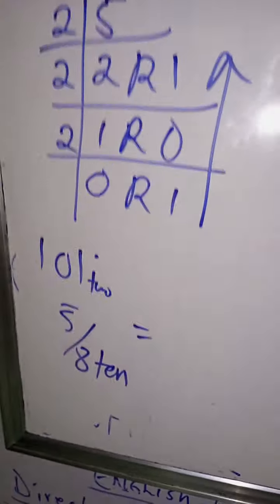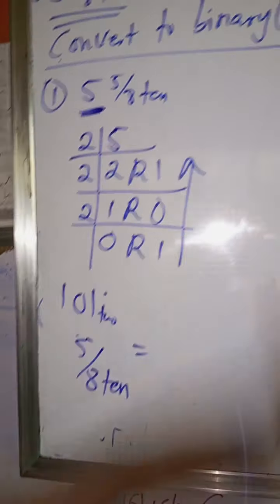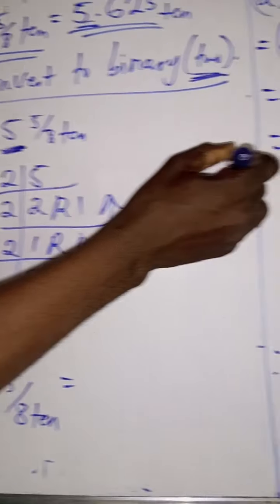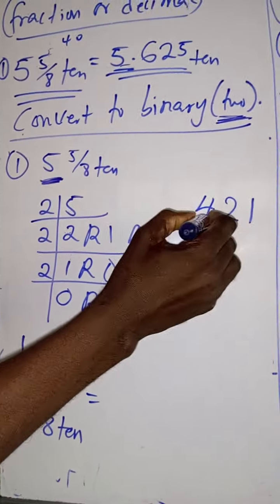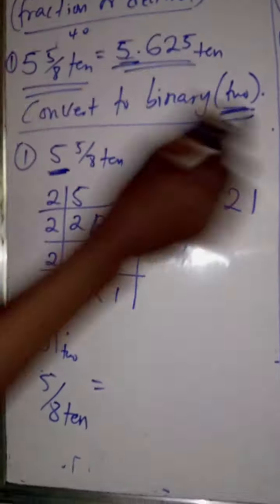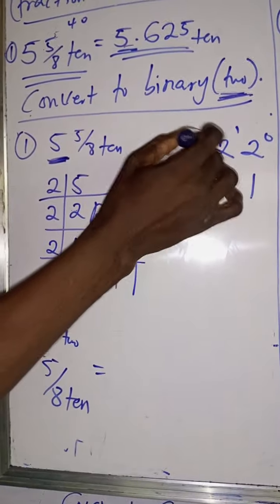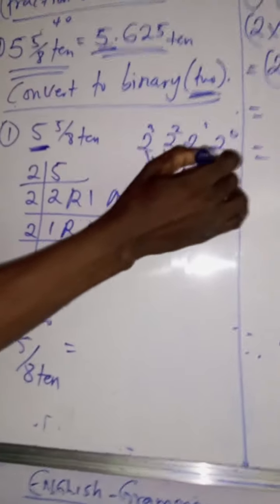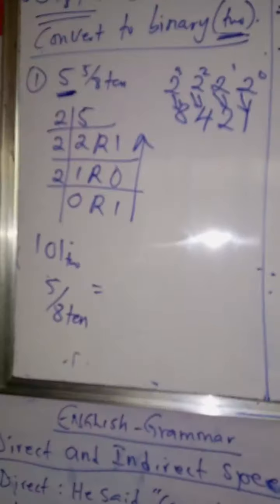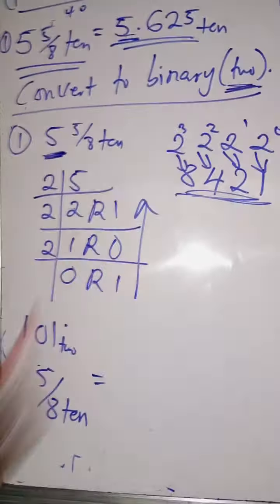So in fraction, what I do is that numerator, I work, like I said that time, the first number goes with 1 when we're converting it. The second one, 2. The next one, 4. The next one, 8. This is 2 to the power of 0, 2 to the power of 1, 2 to the power of 2, and 2 to the power of 3. So these things are very important. So we are going to use this now.